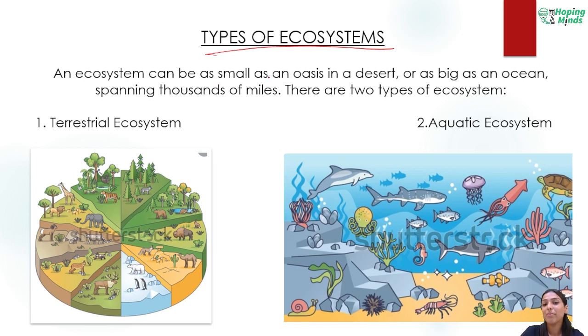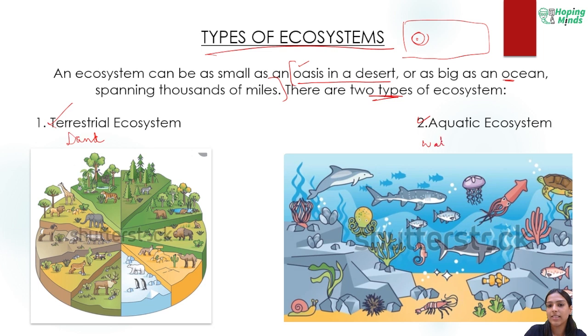An ecosystem can be as small as an oasis in a desert. When there's a big desert, let's say this is the big desert, and there's a tiny pond of water, this little thing is called an oasis. An oasis could be also an ecosystem or could be as big as the ocean, which spans thousands of miles, the Indian Ocean, the Pacific Ocean. So this could be the size, but the types are terrestrial ecosystem and aquatic ecosystem. Terrestrial means land, and aquatic, as the term suggests, and so does the picture, means water.